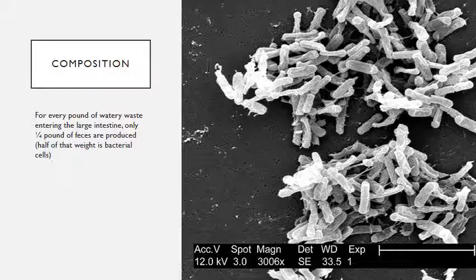For every pound of watery waste that comes into your large intestine, you only excrete half a pound of feces. And you'll notice that most of that's not water on a good day. Half of the weight of that feces is made up of dead bacterial cells, roughly half the weight.